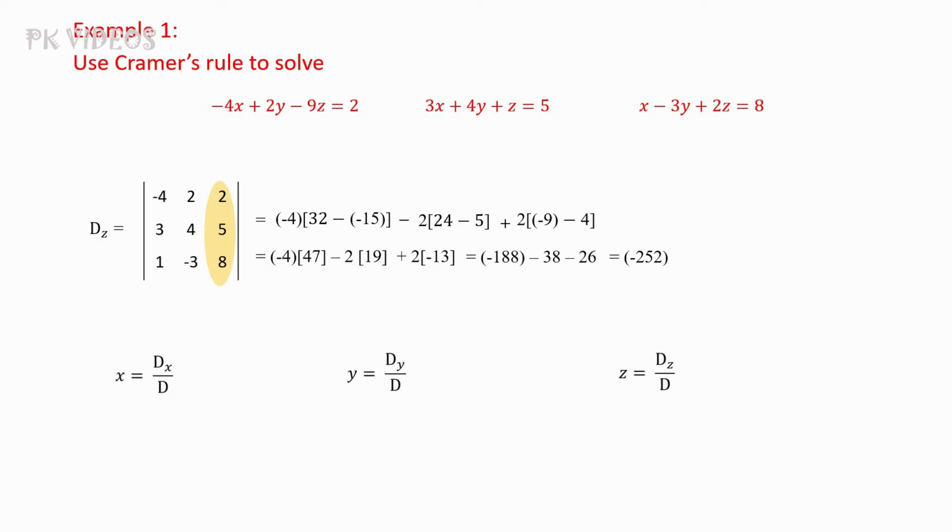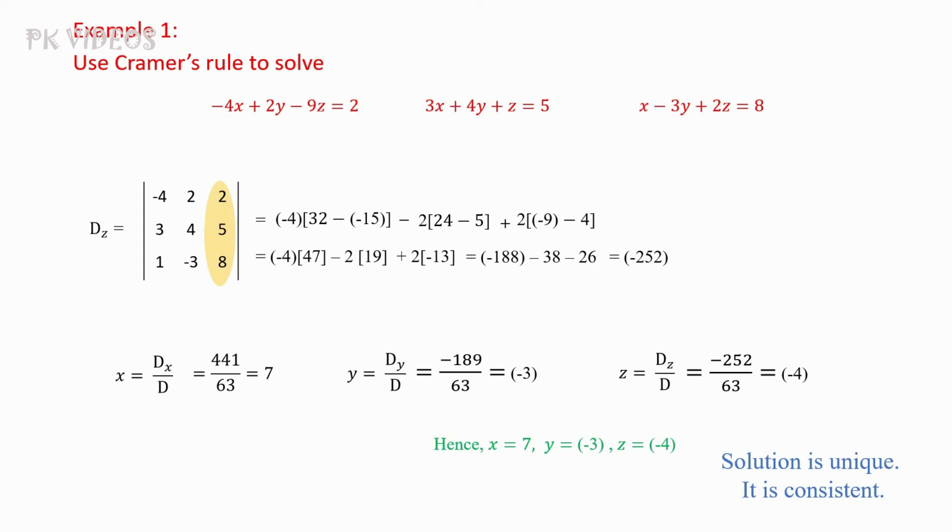Now we'll find the values of x, y and z using this formula. dx over d will give the value of x and so on. Substituting these values, we get the value of x equals 7, y equals negative 3 and z is negative 4. Therefore, the solution is unique. It is consistent.